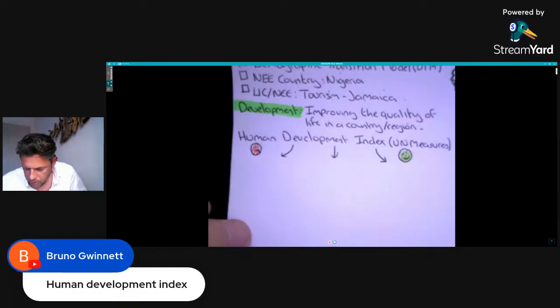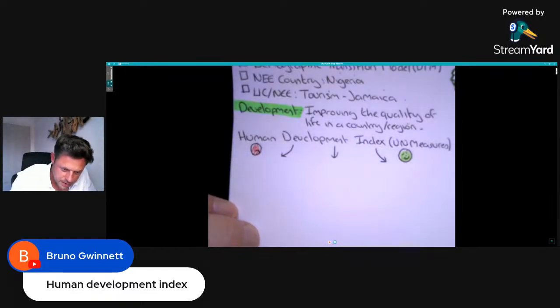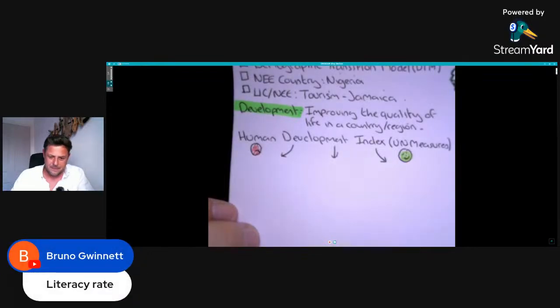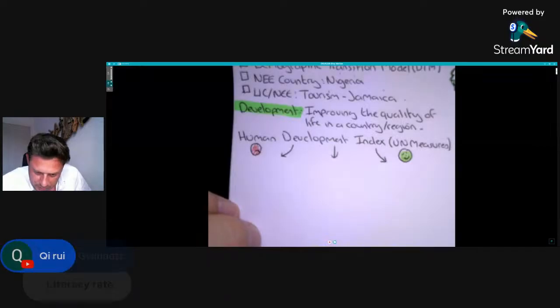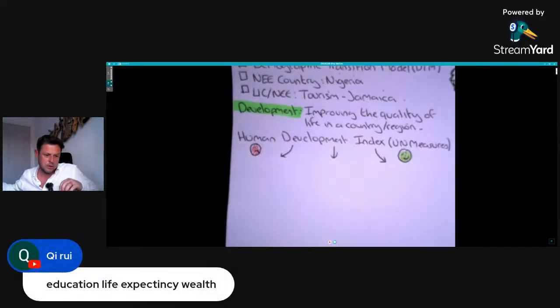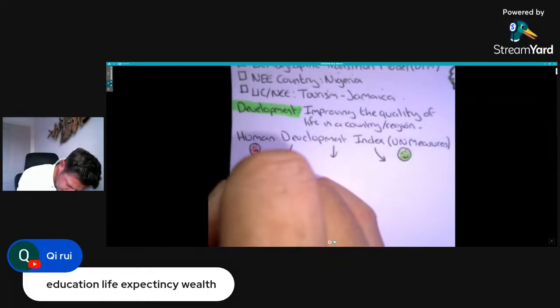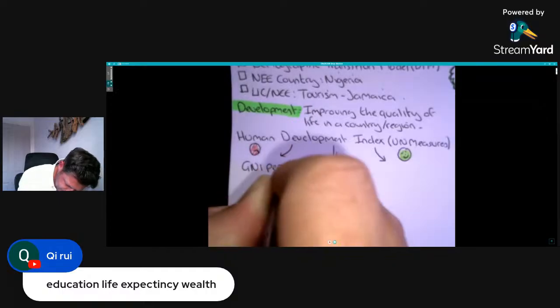Oh my goodness, Bruno. Wow. Correct. GNI per capita, life expectancy, and not quite, but yeah, years of schooling. You're right. QI, well done, smashing it there. Education, healthcare. Education, life expectancy, and wealth. So the actual definitions are GNI per capita. So that's the first measure.